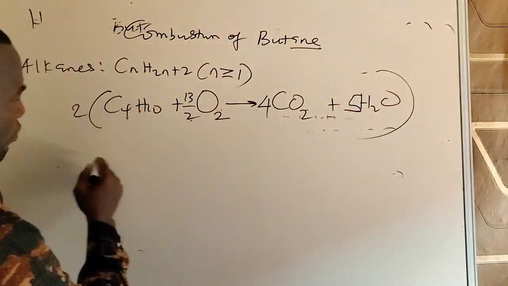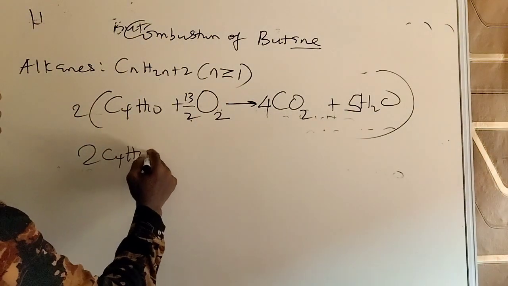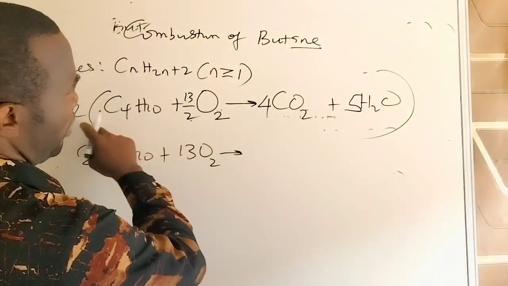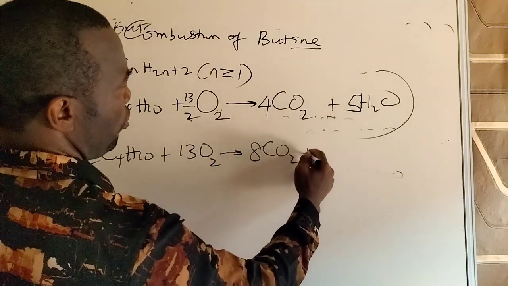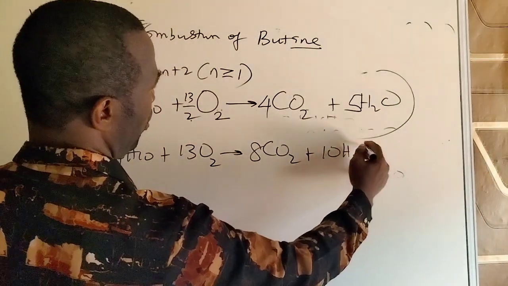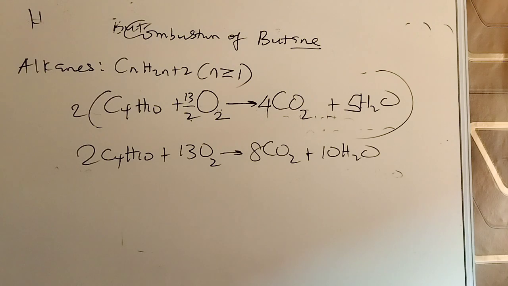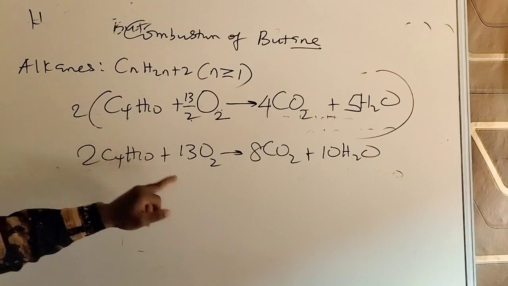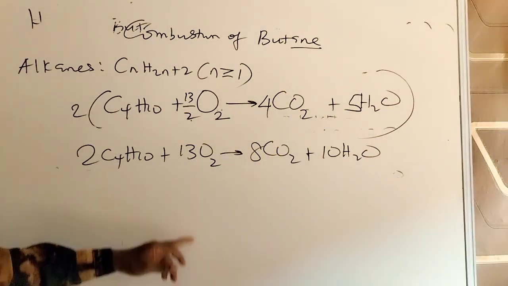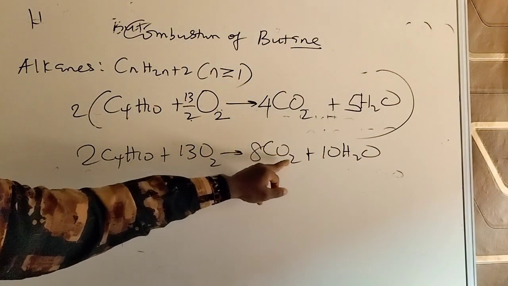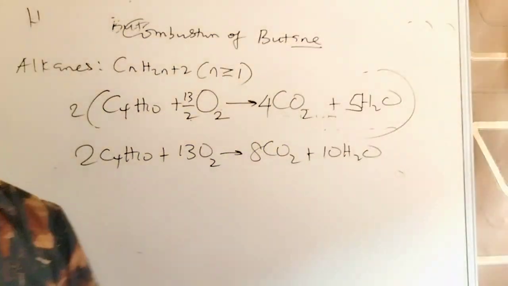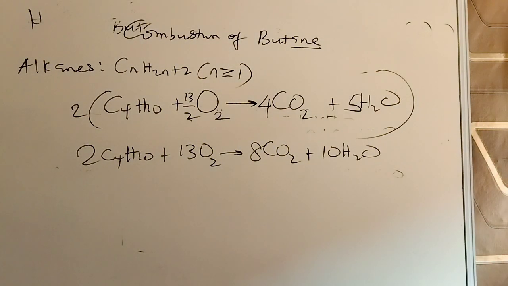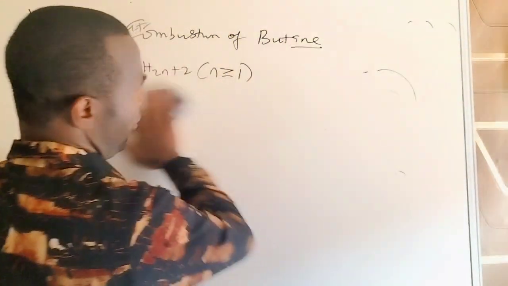The method here, you have 2C4H10 plus 13 over 2 times 2 gives you 13O2, gives 2 times 4, 8CO2, 2 times 5, 10H2O. So you see this is the balanced equation. Carbon is 8, 2 times 4, 8, 8 times 1, 8. Hydrogen, 2 times 10, 20, 10 times 2, 20. Oxygen, 13 times 2, 26; 8 times 2, 16, 10 times 1, 10, 10 plus 16, 26. As simple as that.